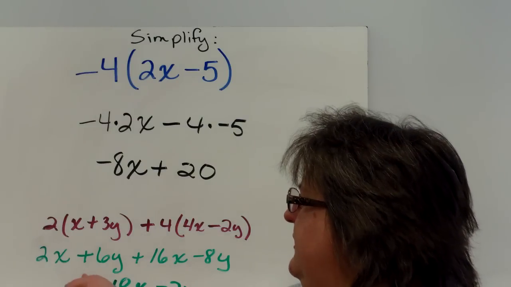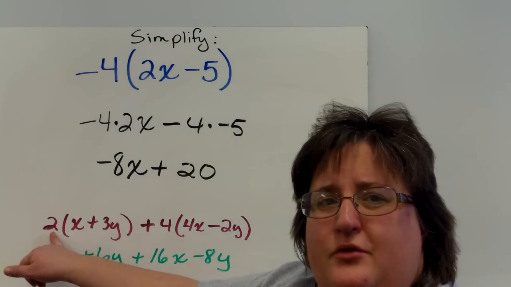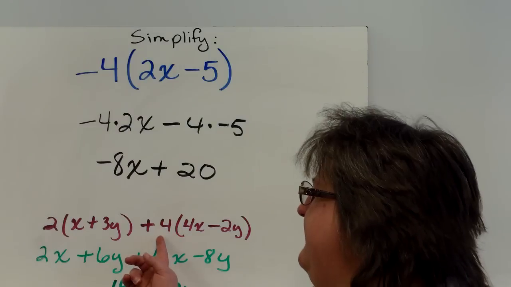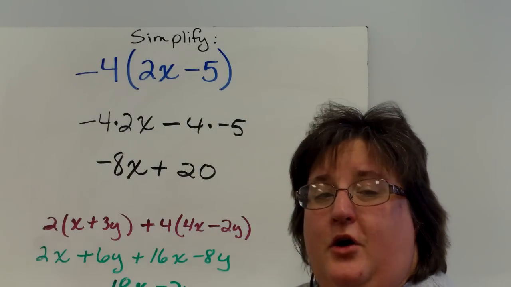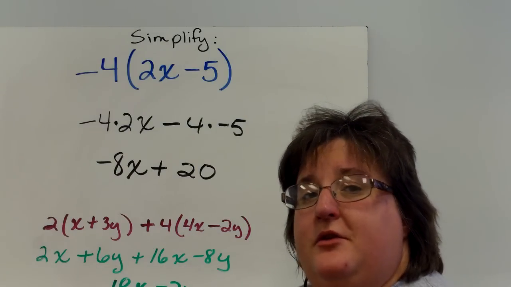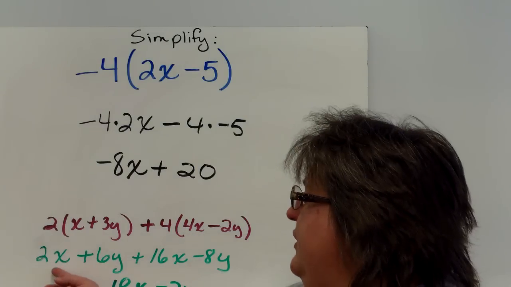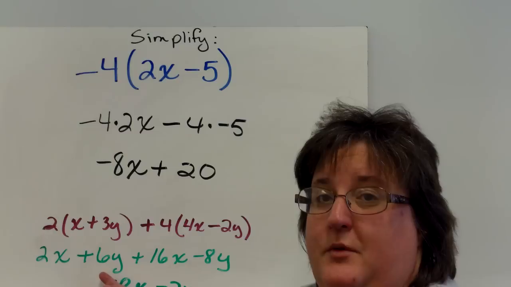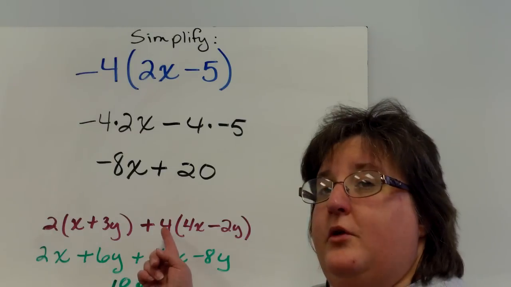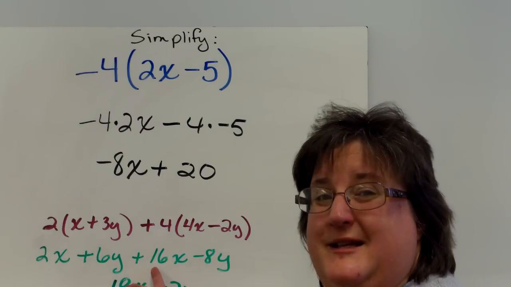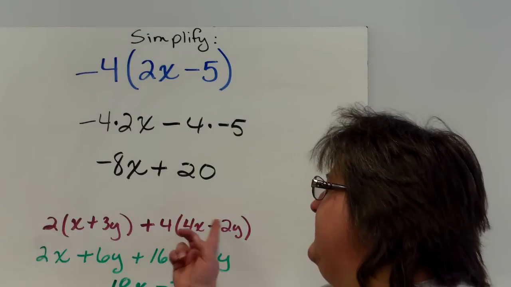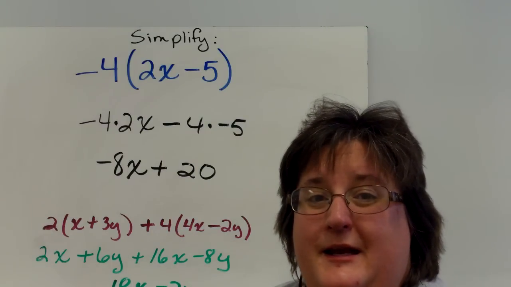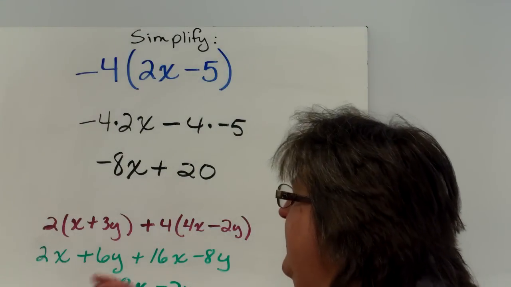But look at this next little example. We have 2 times a quantity and then 4 times a quantity, all joined together. So it's really 2 problems in one. We're going to go through and distribute the 2. So we'd have 2x plus 6y. We're going to distribute the 4. So 4 times 4 is 16x. And 4 times -2y is the -8y.